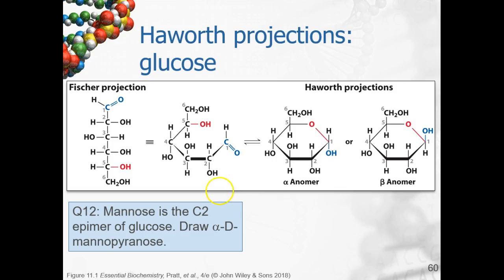But if you're having trouble making this kind of transition, then you can use the rules that I just showed you. So what you should do now, just to test yourself, is go back to your worksheet, and question 12 asks you to draw the alpha D mannopyranose. So that's how we name them. So this is mannose, and just to remind you, mannose is the C2 epimer of glucose. So the name mannopyranose indicates that you are to draw the 6-membered ring. So pause the slideshow and draw the structure, and then come on back when you're finished.